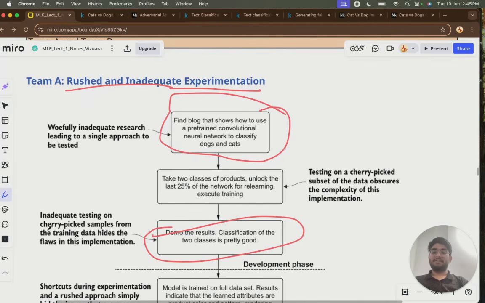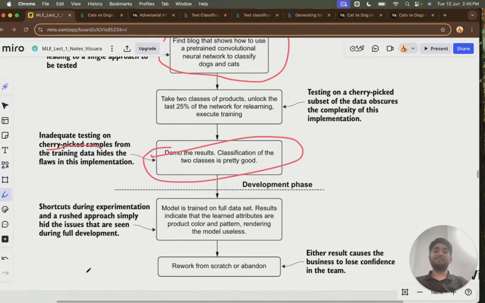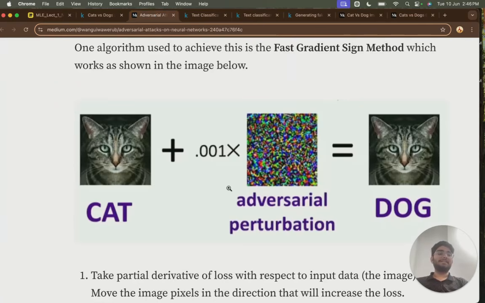So here, remember, we are doing cherry-picked sample training. We are not training it on a real life scenario or real life data. Shortcuts have been taken at every stage in this process. When the model is trained on the full dataset, the result indicates very poor performance. For example, you can see this adversarial example where a cat image has been added with 0.001 adversarial perturbation. It predicts as dog, which is wrong.